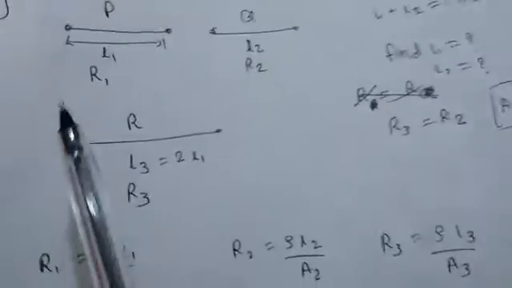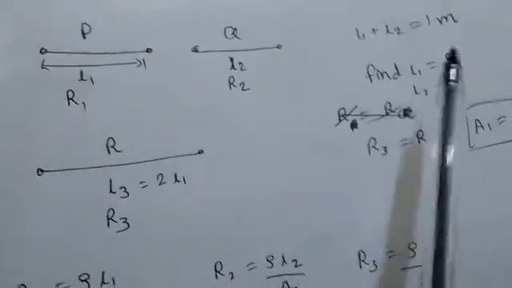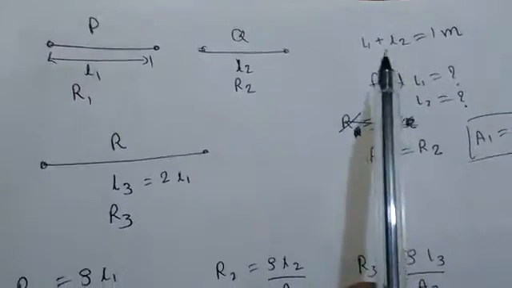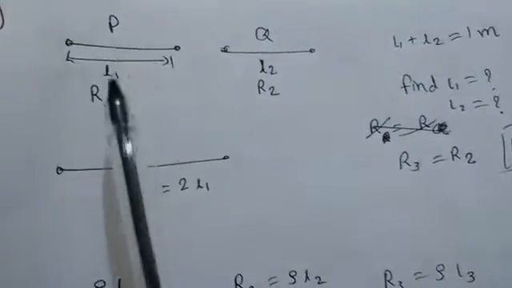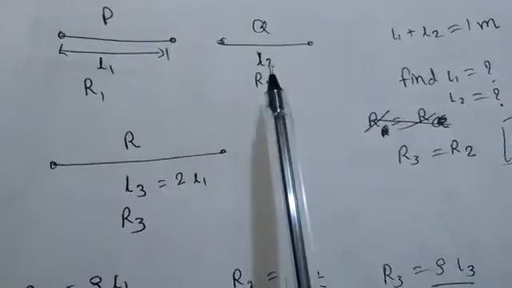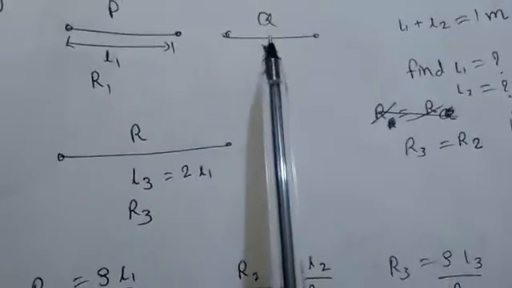Now we are going to follow illustration number 6. In that, we have been provided one wire of length 1 meter. Now it has been divided into two parts. One is of length L1 and another one is of length L2. We are assuming the first part as P and the second part as Q.